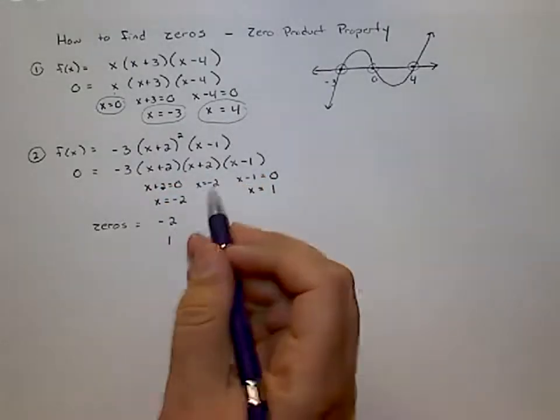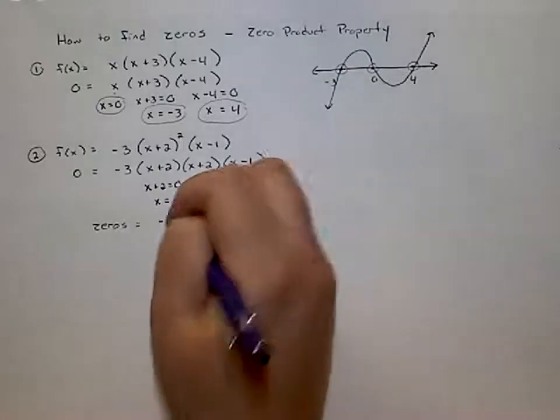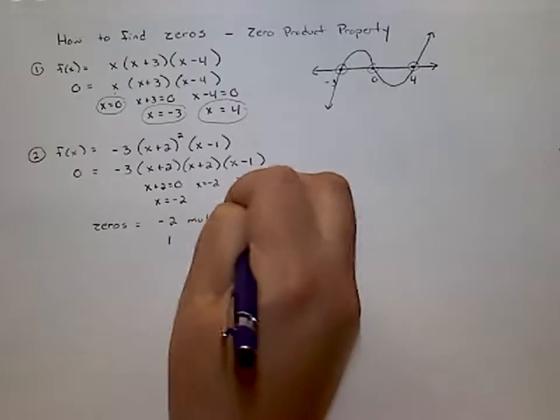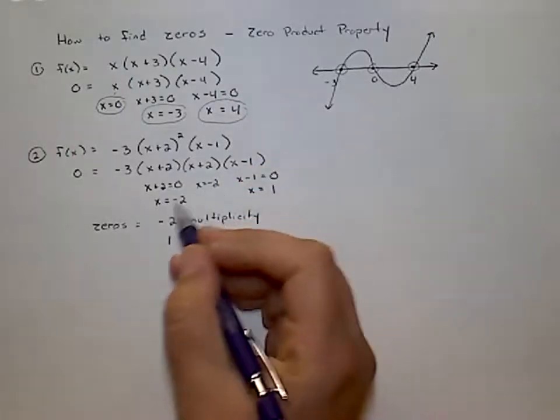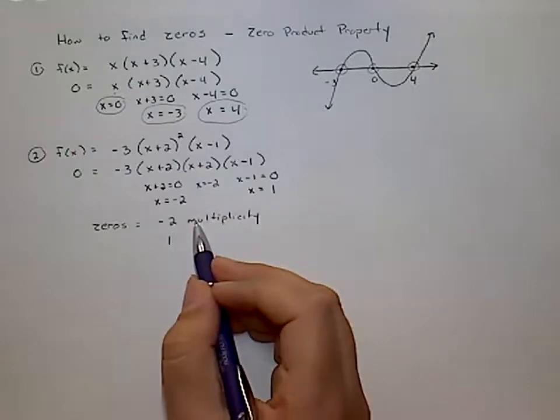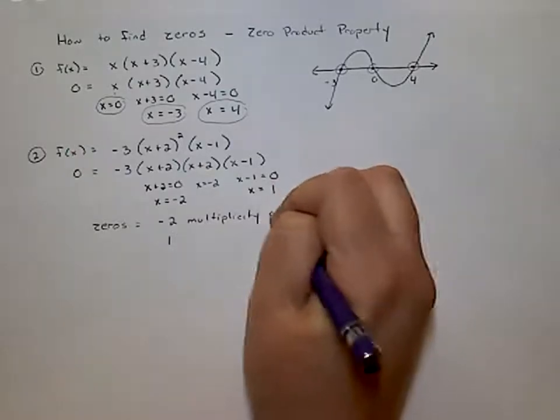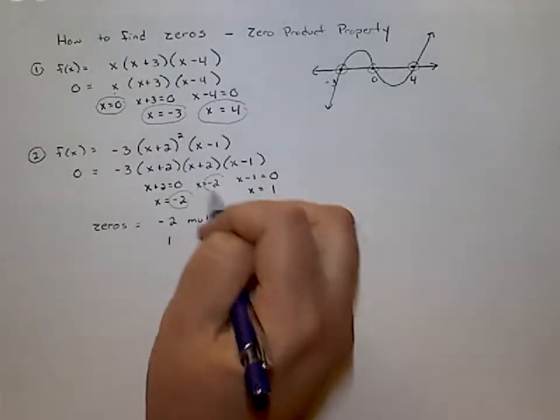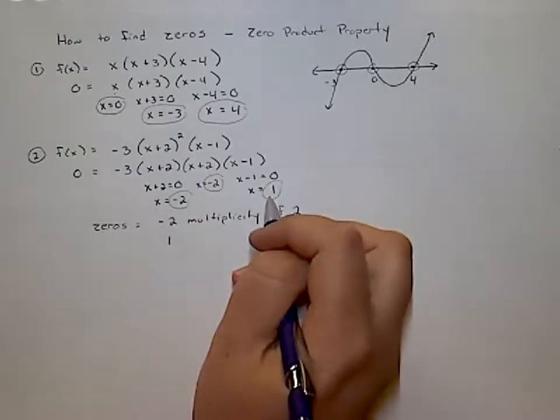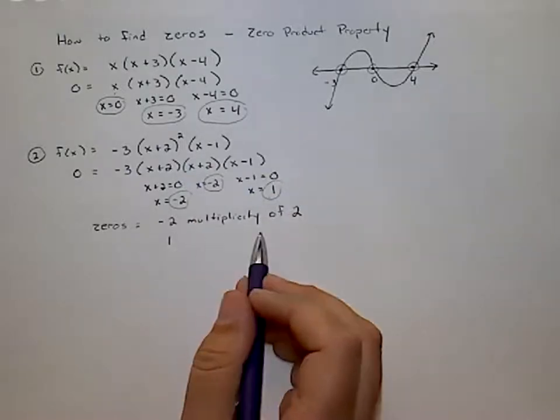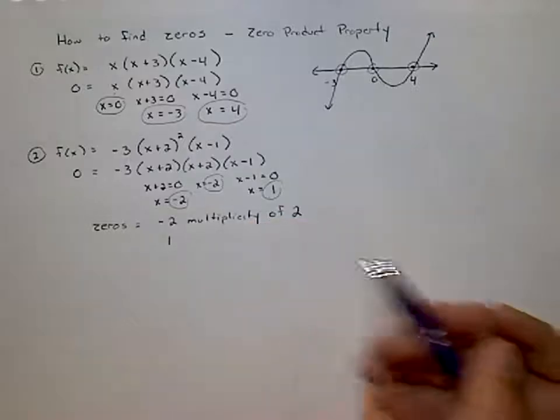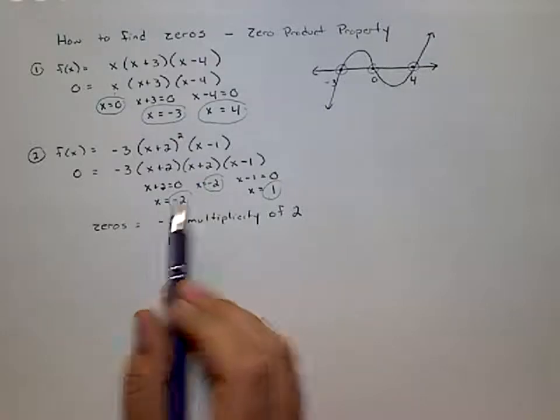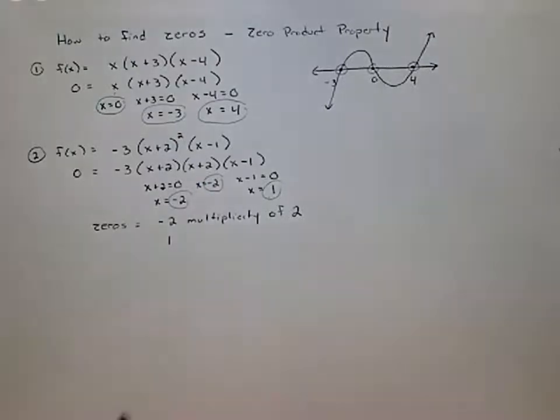But this negative 2 appears twice. We refer to that as a multiplicity. And because it happens twice, we say that negative 2 has a multiplicity of 2. Now, 1 just happens once. So we could write that it has a multiplicity of 1, but that's just common, so we really don't write that it has a multiplicity of 1. But because the negative 2 happens twice, we say that it has a multiplicity of 2.